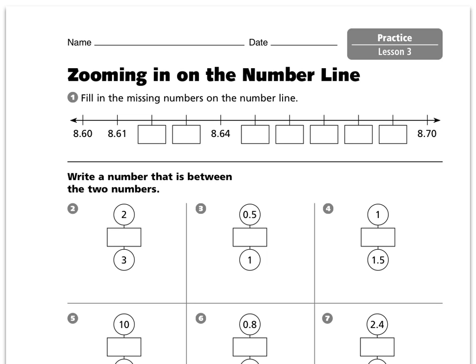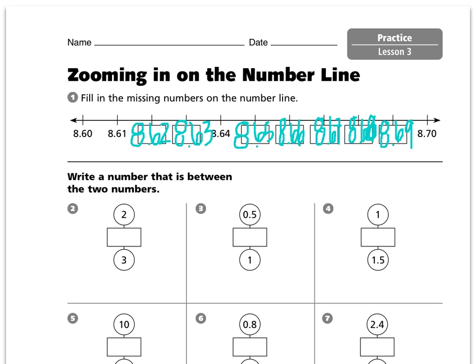Let's look at this. Between 8 and 60 hundredths to 8 and 61 hundredths, I'm adding 1 hundredth. So 8 and 61 hundredths plus 1 hundredth would be 8 and 62 hundredths. The next one would be 8 and 63 hundredths. 8 and 64 is already there. 8 and 65, and so on.